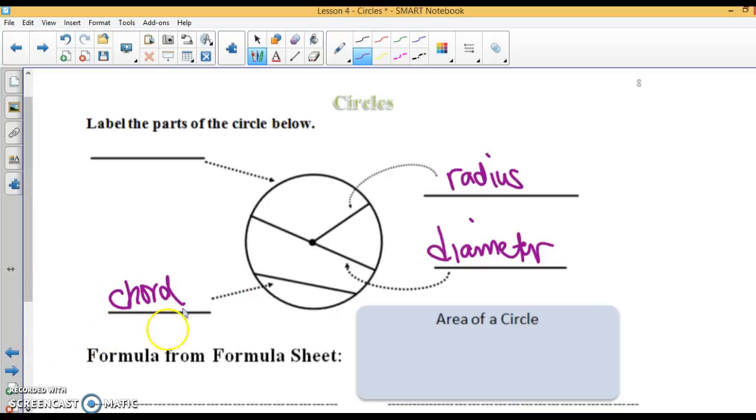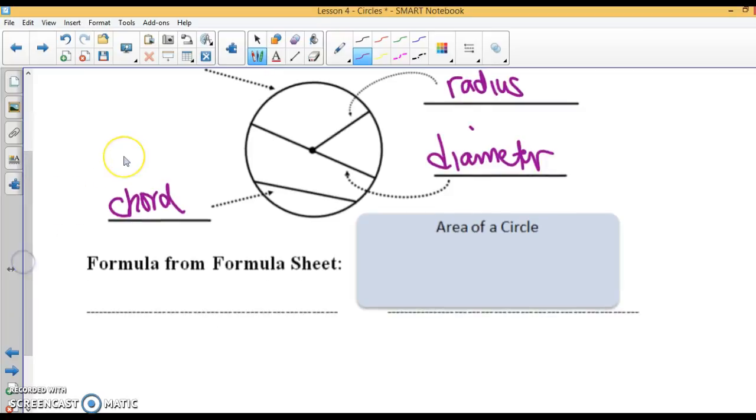Now, is a diameter a chord? Yes, it is. It's a special chord. It's the chord that goes through the center, but it is also a chord. And then the whole outside edge of the circle is called the circumference. The circumference is really the perimeter of the circle. All right, from your formula sheet. Area of a circle is pi r squared.